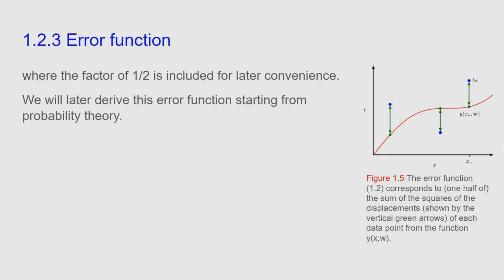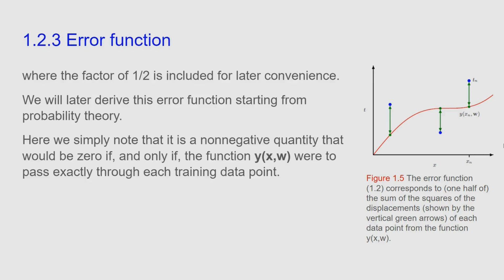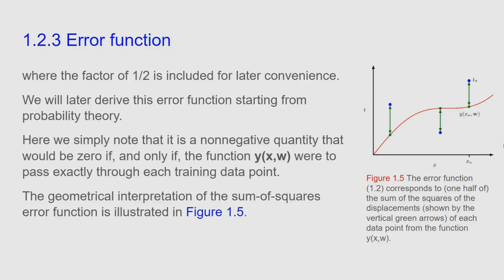We will later derive this error function starting from probability theory. Here we simply note that it is a non-negative quantity that would be 0 if and only if the function y(x, w) were to pass exactly through each training data point. The geometrical interpretation of the sum-of-squares error function is illustrated in Figure 1.5.